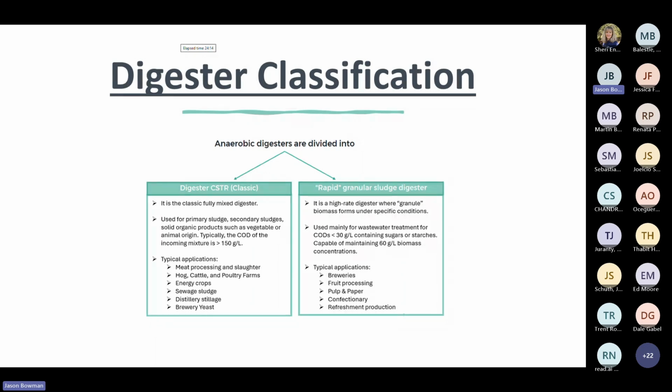The second class of digesters is what we call high rate or rapid digesters. These digesters are typically utilized for waste streams that contain lower solids, but still have a relative, let's say, medium or high degree of dissolved organics. These systems are relatively newer in principle, but have been applied for a few decades now. And these rapid digesters are typically granule-based biological systems.